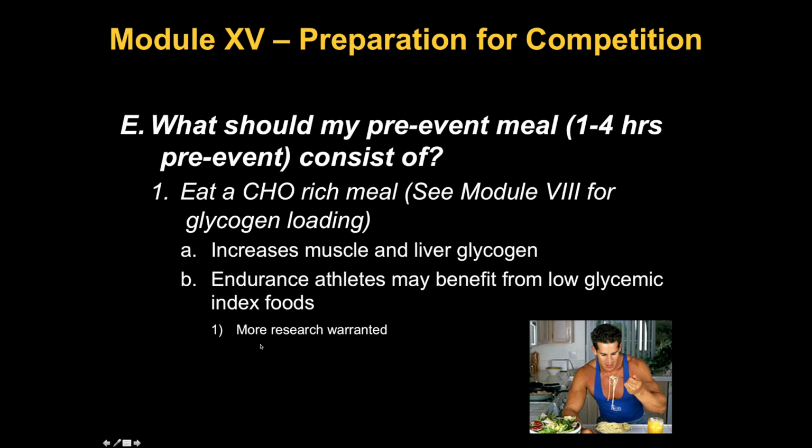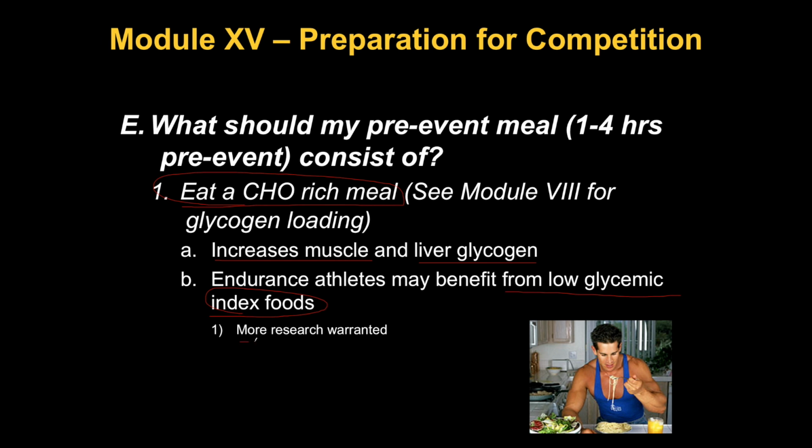What should my pre-event meal look like? About 1 to 4 hours pre-event consist of? Well, as we have seen in Module 8, we want to emphasize carbohydrate-rich meals because we know there is a relationship between muscle glycogen and exercise performance. We want to maintain those muscle levels and liver levels of glycogen, particularly for endurance athletes, perhaps benefiting from low glycemic index foods. You could always experiment with this.